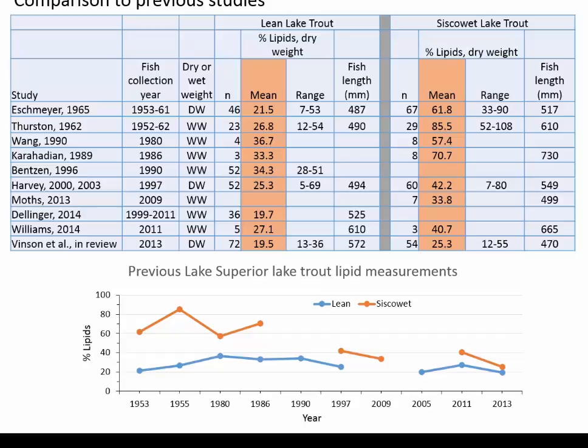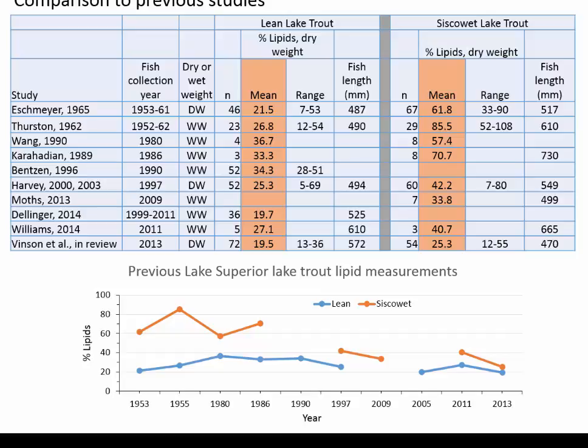This will put our data in context with other studies. And again, the thing to keep in mind here is there's two things. One is the change in lipid level with length, so you really need to control for length. And there is a value for the mean length of fish there. But also look, the sample sizes are really small.